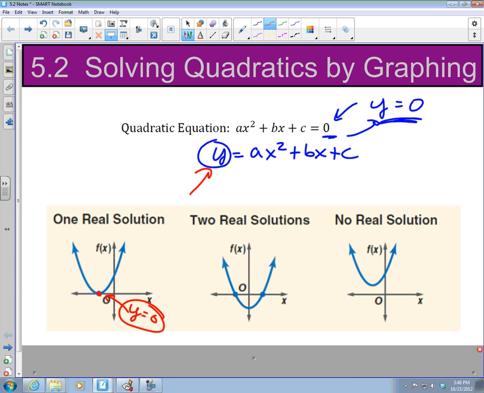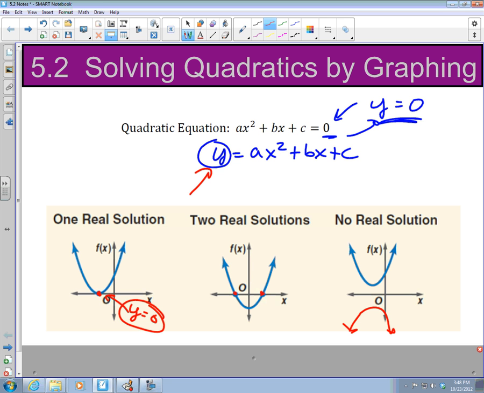So when we're working with y equals 0 up here, we want to find our solutions when y is equal to 0. And that's only when it crosses the x-axis. So you can see here, we're going to have two solutions. And this one over here never touches the x-axis. This one also never touches the x-axis. Neither one of those would have a real solution, so no real solutions.